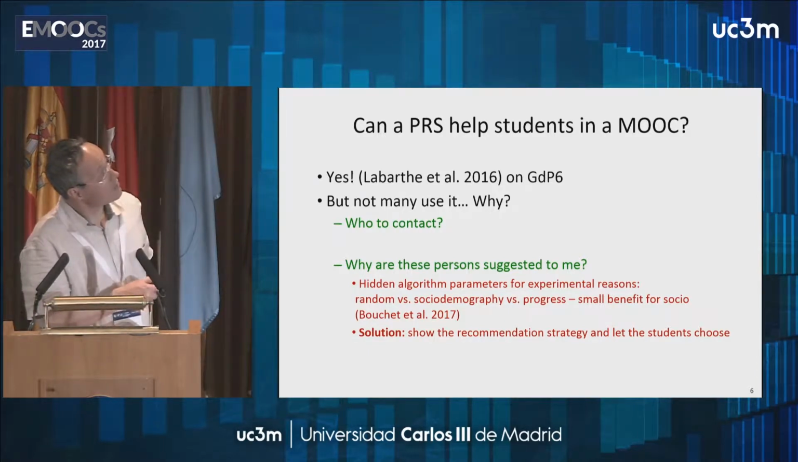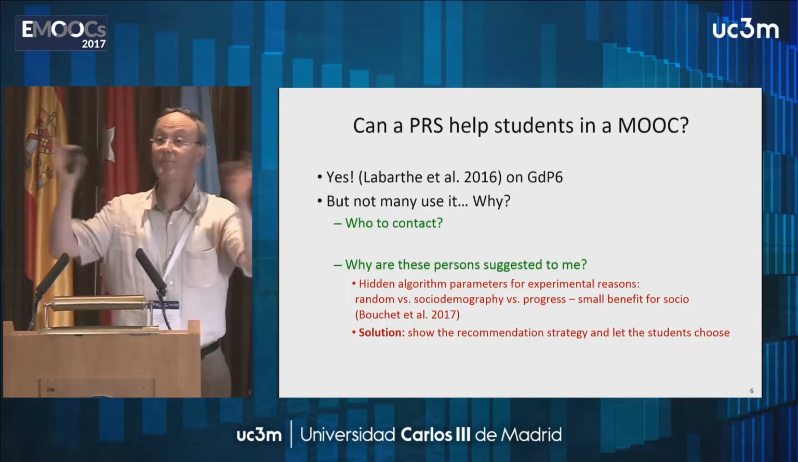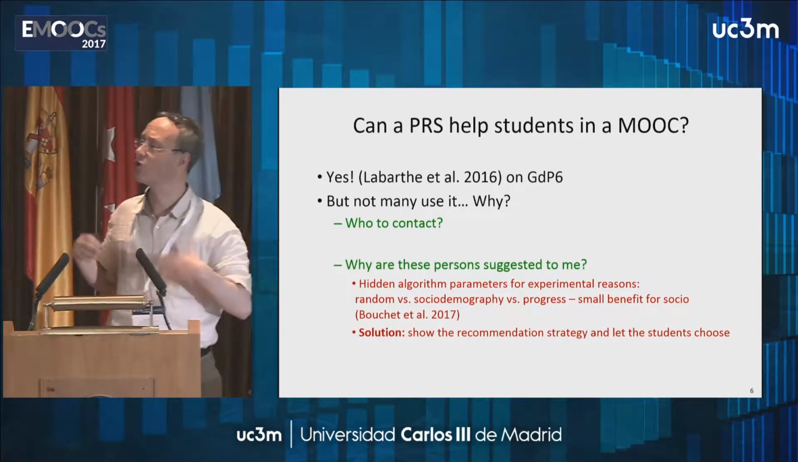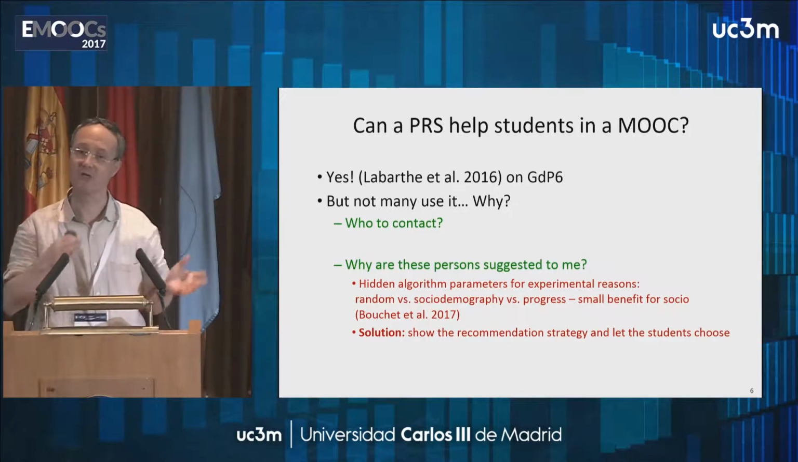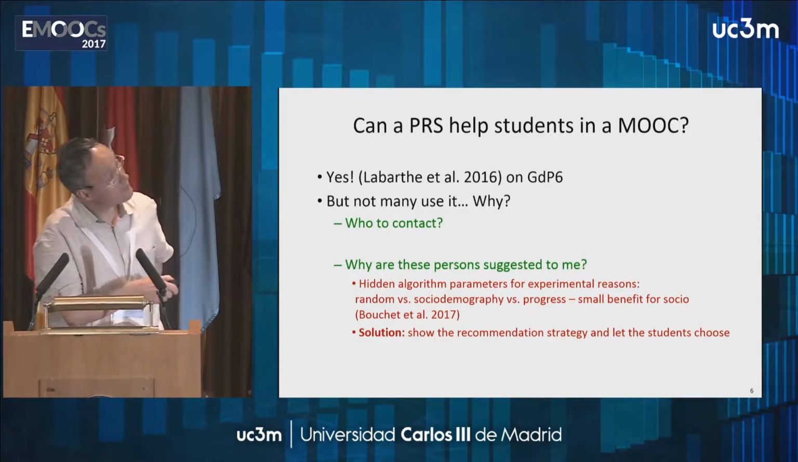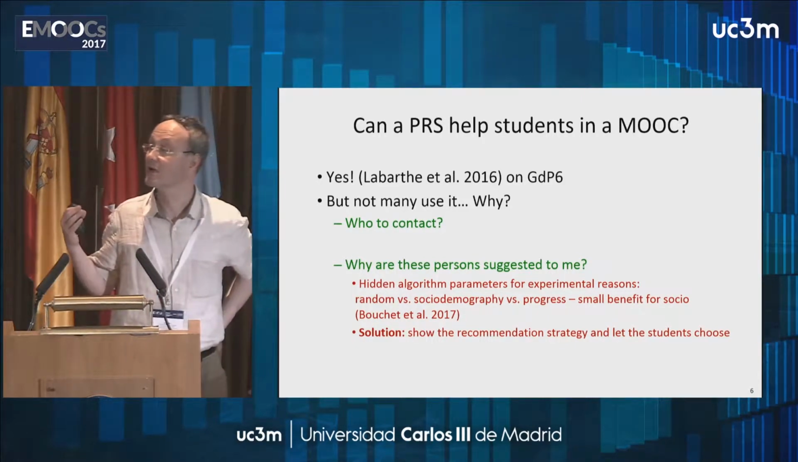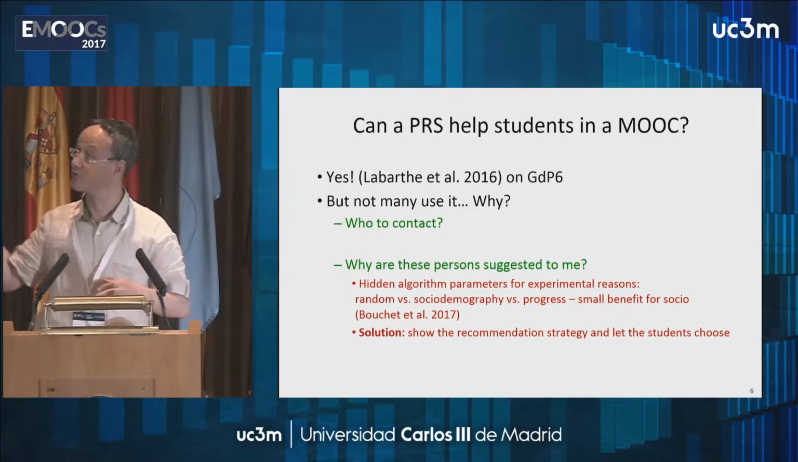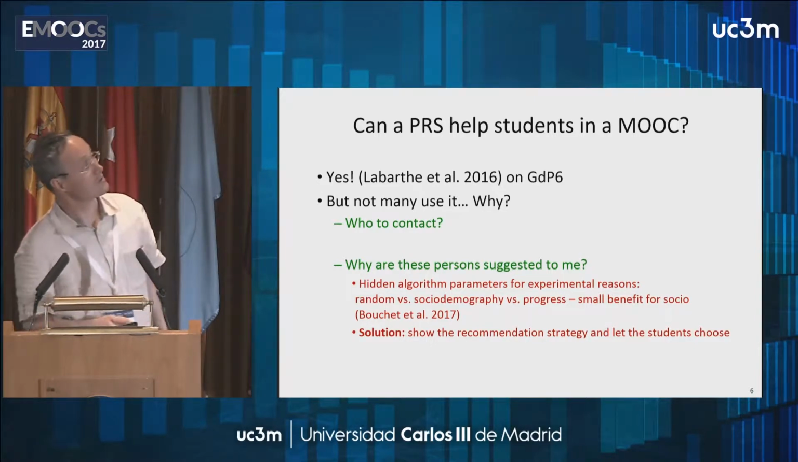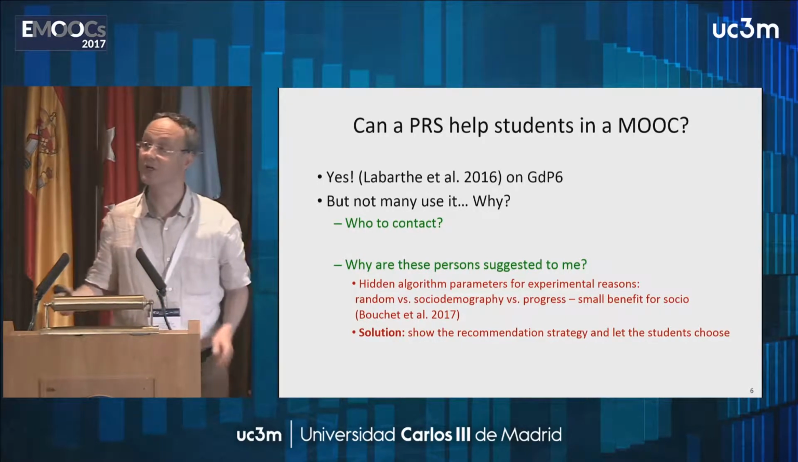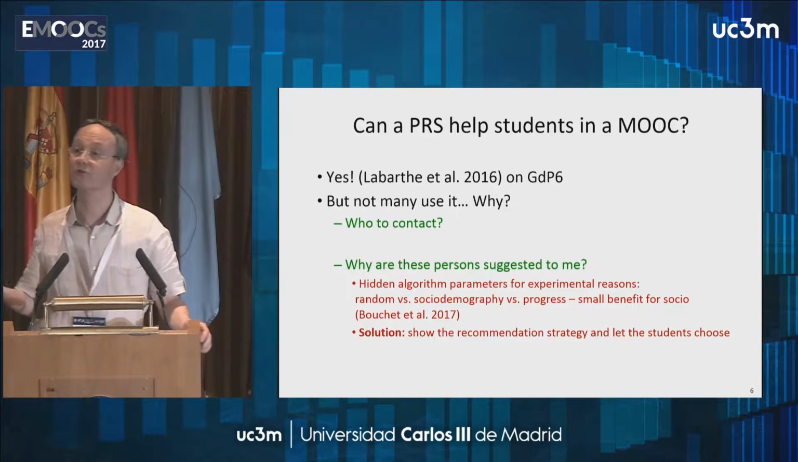There are several algorithms: random, socio-demographic, and progress. Random is a random match, okay? Socio-demographic is I want to chat with someone I am close to, for example, someone who lives near where I live, someone the same age, someone the same sex. And finally, the third possibility is to associate people based on the fact that they are at the same stage in the course. Okay, so this is progress. So we decided to show the recommendation strategy and to let the student choose who he wanted to associate with.